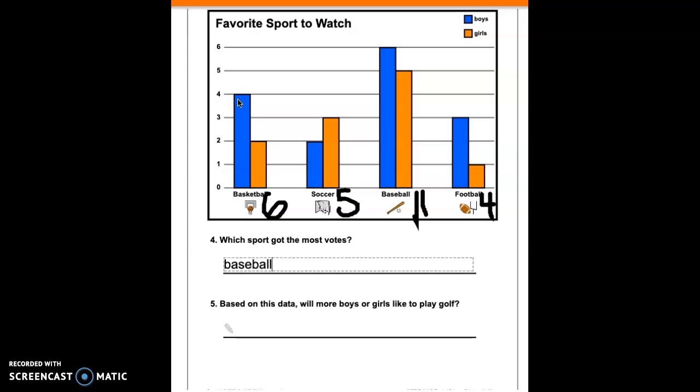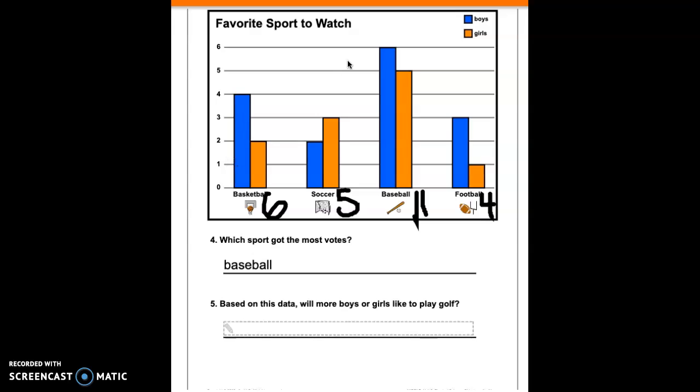We have the boys are taller in basketball. I mean more, right? Not just taller. Yeah, I don't mean like height. So the boys have more votes in basketball. The girls have more votes in soccer. The boys have more votes in baseball, and the boys have more votes in football. So, which one most of the time has more, boys or girls?